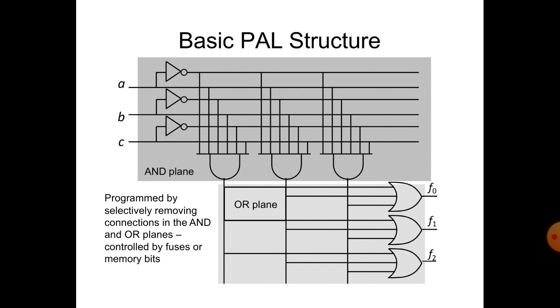So that AND gate output will be given to the 3 OR gates, and the outputs of the OR gates will be F0, F1 and F2. This is a basic PAL structure, that is programmable array logic structure.